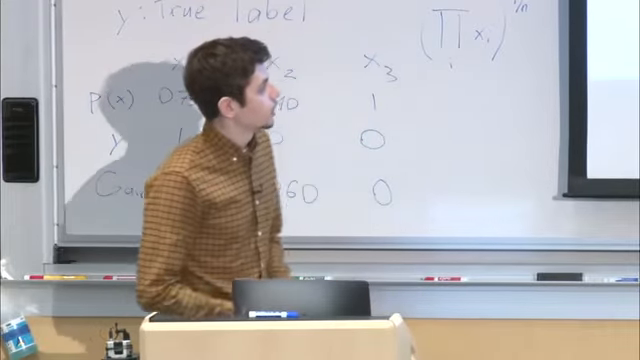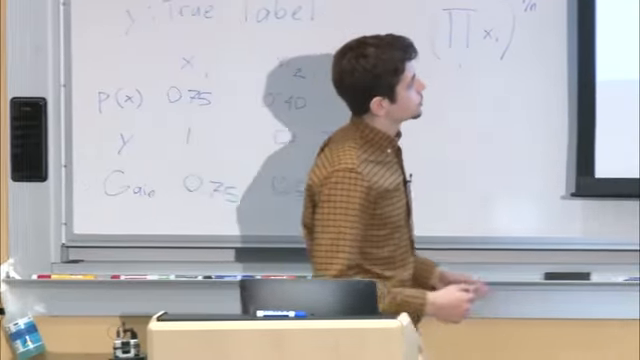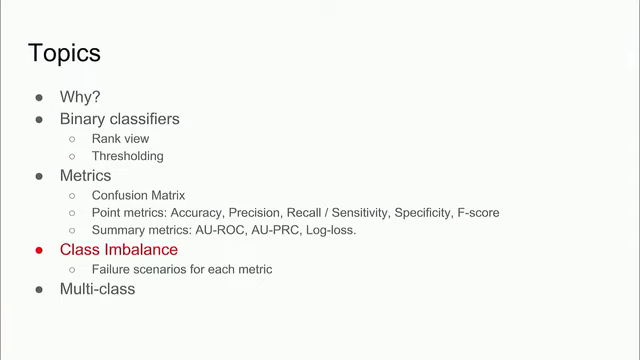So that brings us to a close on our different summary metrics. Just to recap, we went over these confusion matrices, and then we talked about various point metrics which depend on specific thresholds. Then we talked more about these summary metrics, AUROC and AUPRC, and then finally log loss, which cares a little bit more about creating these well-calibrated models. Let's talk about class imbalance.